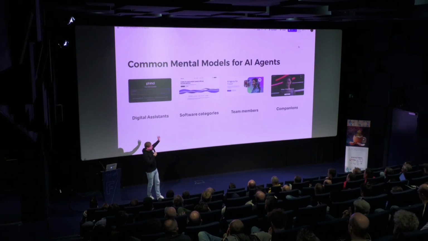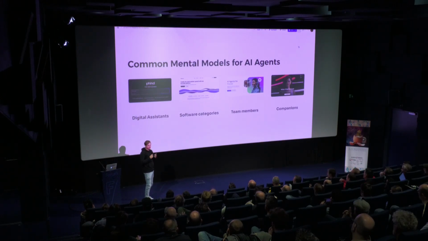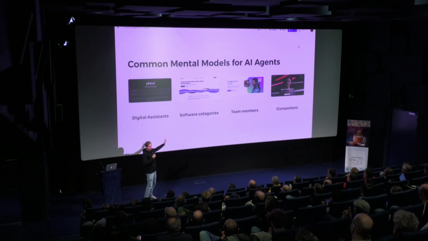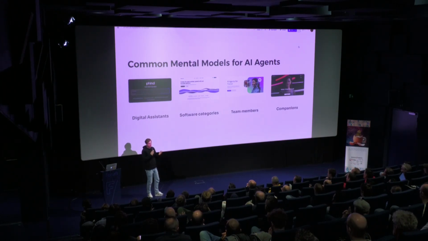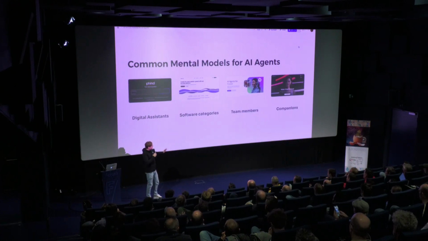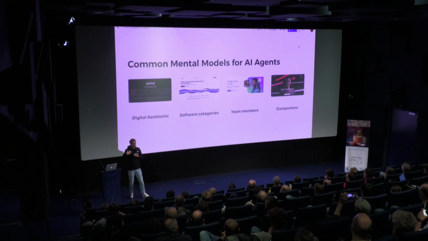So you have digital assistants, which are still very much the go-to mental model for most people when they think about AI. There are software categories. This is mostly B2B services where they define their AI in reference to something that already existed, that users are familiar with, working with. There's team members, which is a growing category, and companions, which is more for building relationships.